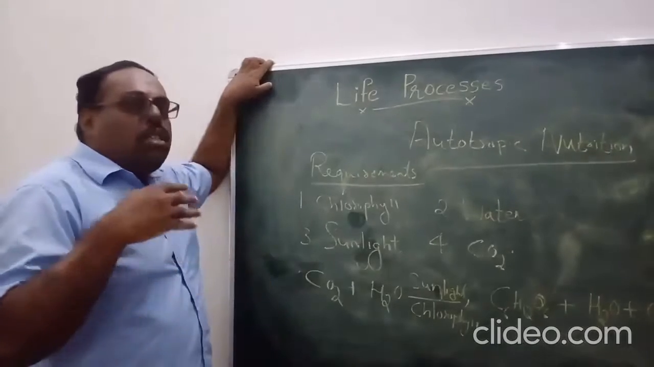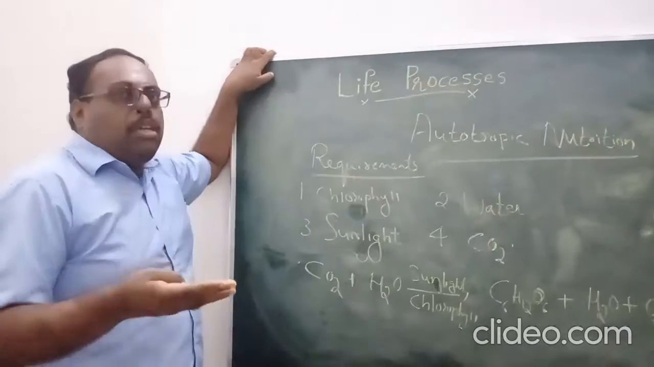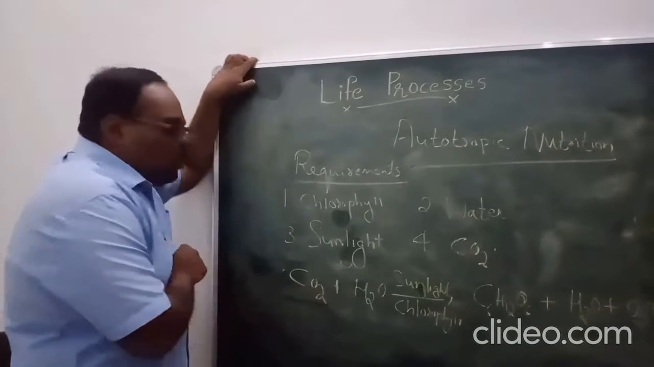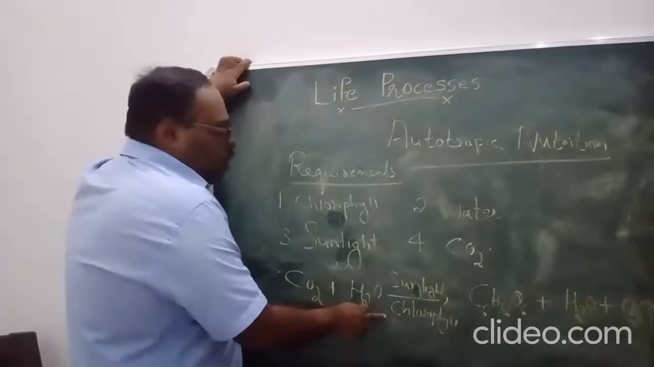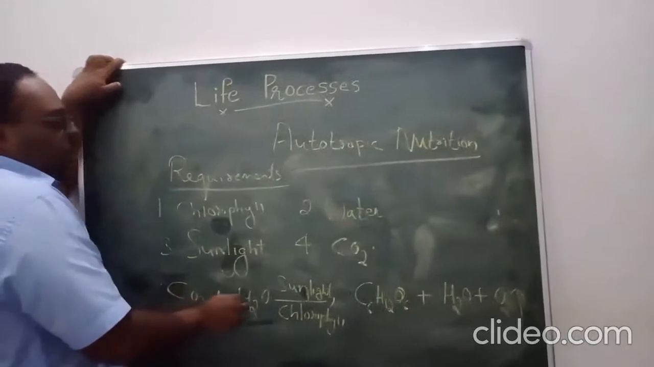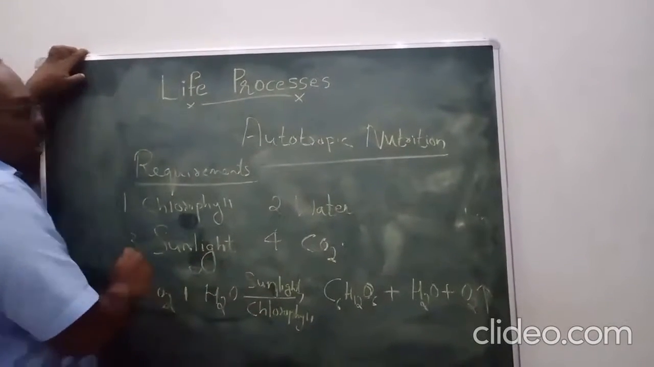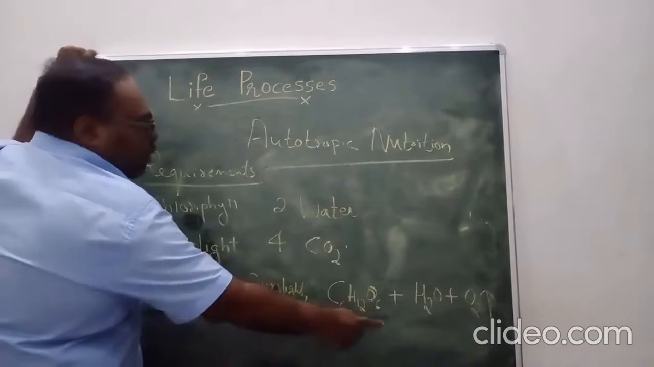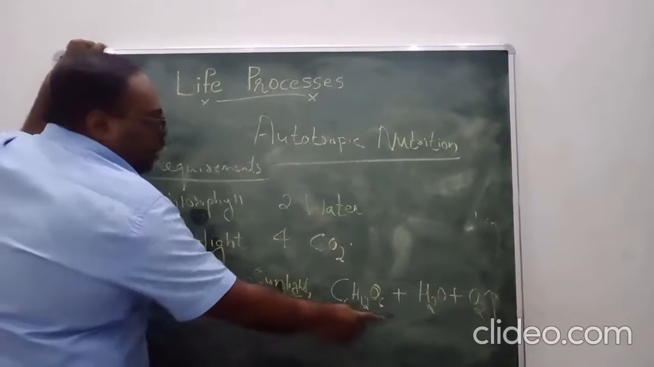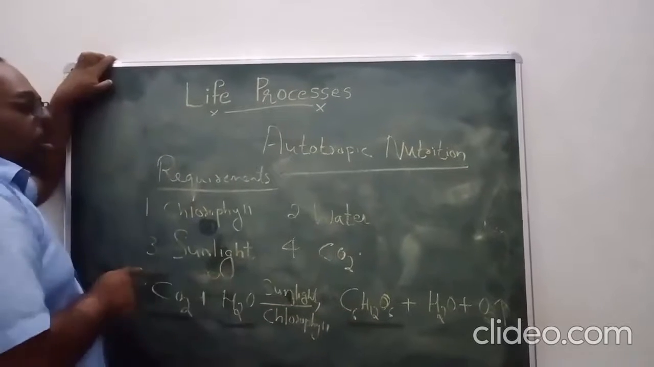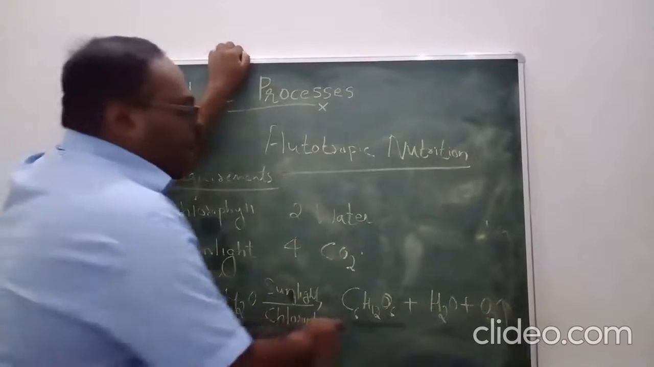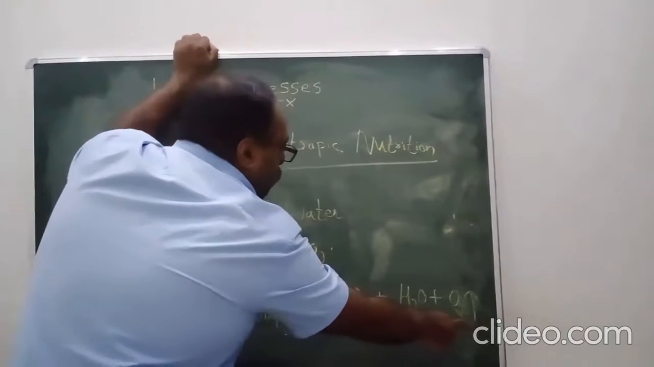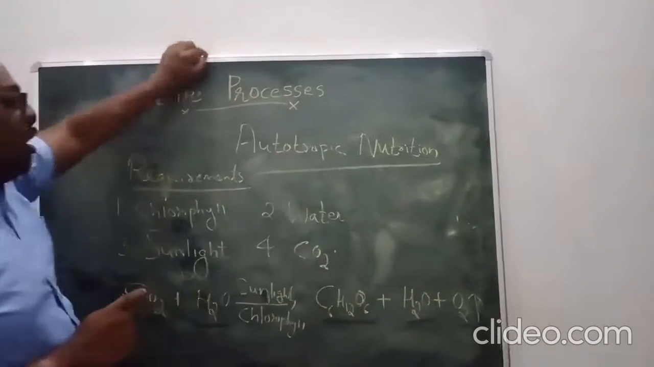And what is the type of reaction that is taking place inside this plant? Carbon dioxide from the atmosphere will combine with water. In the presence of sunlight and chlorophyll, it will be converted into glucose. So it will be converted into starch, which is a main source of energy, and after that water will be converted and oxygen will be evolved out.